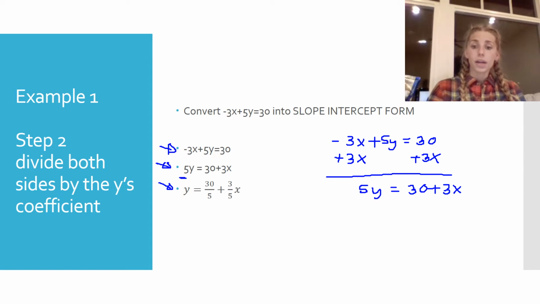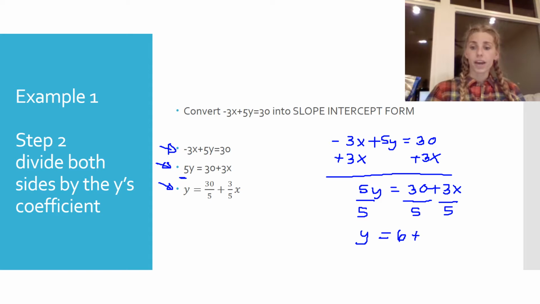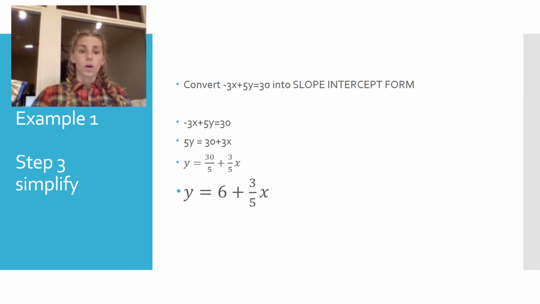So let's go ahead and do that. I'm going to divide 5y by 5, and I'm going to divide 30 by 5, and I'm going to divide 3x by 5. Everything gets divided by 5, okay? That's the rule. When you divide something by 5, you have to do it to everything. So 5y divided by 5 leaves you with y. 30 divided by 5 leaves you with 6. 3x divided by 5 just leaves you with 3/5 x. And that is your final answer. So y equals 6 plus 3/5 x.